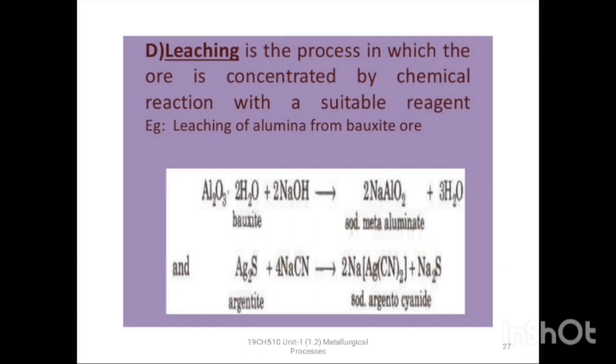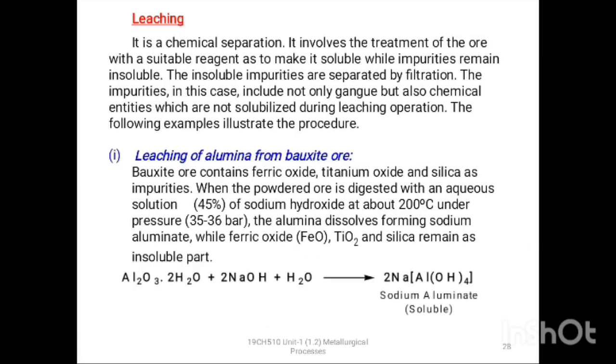In this process, from the available ore, we are able to convert only the required mineral using chemical processes. So leaching is a chemical separation. It involves the treatment of the ore with a suitable reagent to make it soluble while impurities remain insoluble. Only the required metal becomes soluble by using the chemical, and the remaining impurities are retained as insoluble gangue material. The soluble part is separated by filtration.